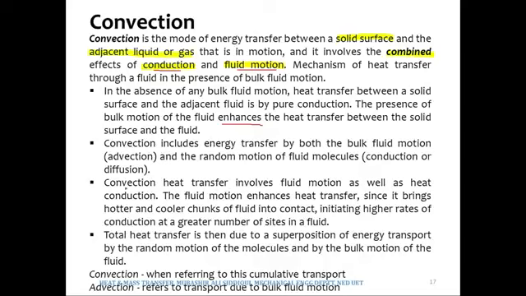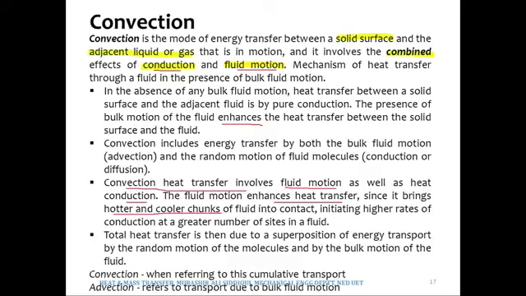Over here it says the convection heat transfer involves fluid motion as well as heat conduction. The same thing as we have been discussing. The fluid motion enhances the heat transfer. And how does it enhance heat transfer? As I have just explained, it brings the hotter and cooler chunks of fluid into contact, thus initiating higher rates of conduction at a greater number of sites in a fluid. This is how the convection heat transfer increases the heat transfer. The convection mode increases the heat transfer rate. It increases the energy transfer rate.